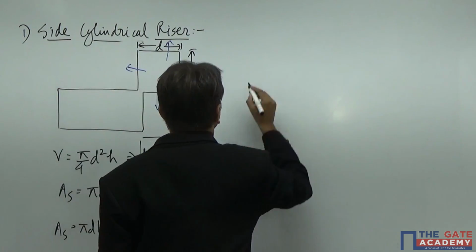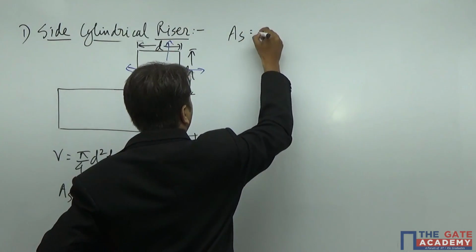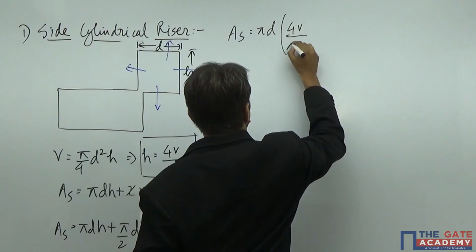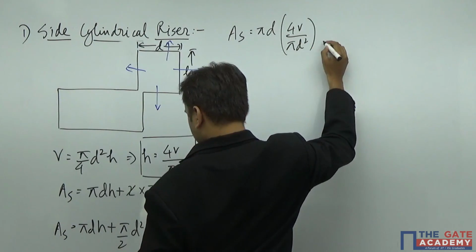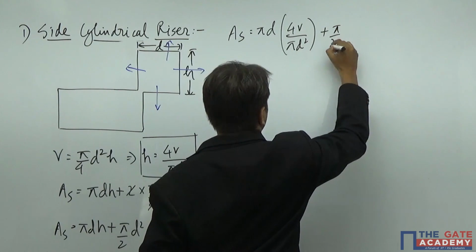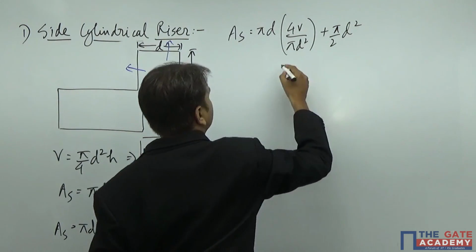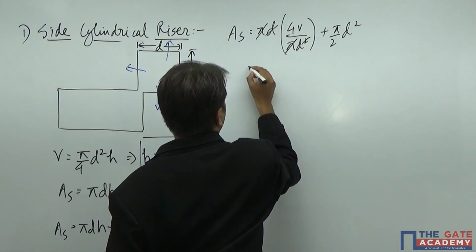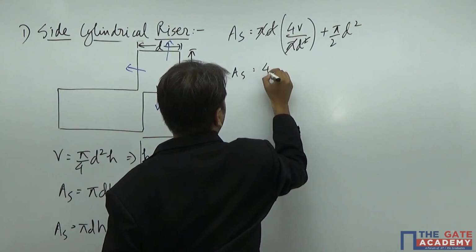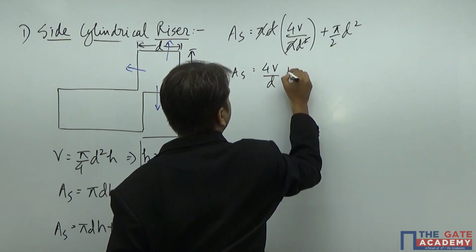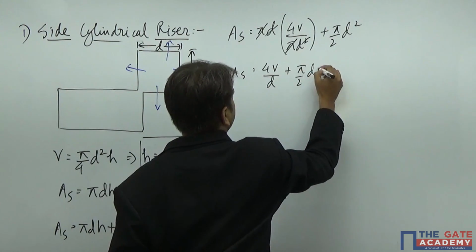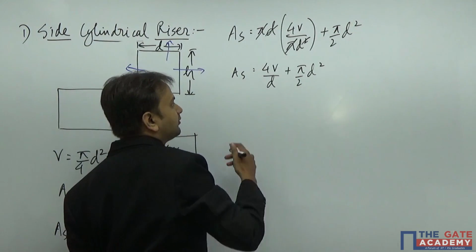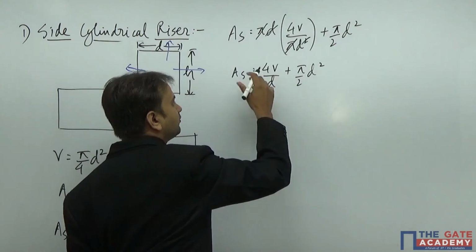So let us put this same thing here. So S is equal to pi into d into 4V by pi d square plus pi by 2 d square, right? So pi and pi got cancelled, d and d got cancelled. What we are left with is 4V by d plus pi by 2 d square. So fine. Now let us differentiate, because we have got only one variable here.